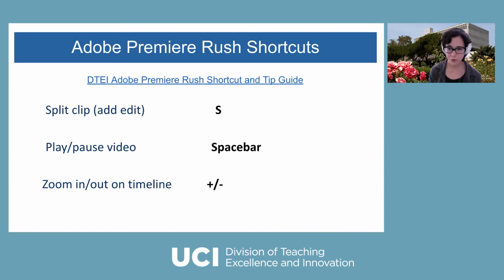And the first one is going to be your split clip or add edit, and that's going to be the S key. And this is literally like your pair of scissors. So as we talk about trimming, as we talk about cutting things out of the middle of your video, you think of having your video as a physical piece of film, and you're taking a pair of scissors and we're going to cut things out of it. And that will be using the S key to make those cuts.